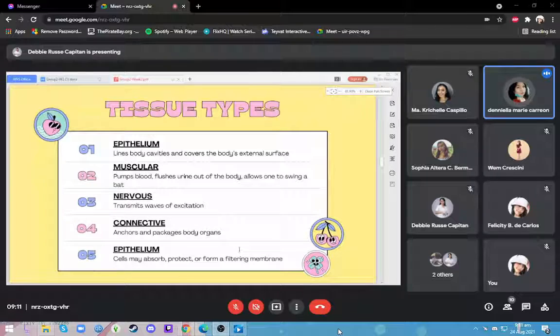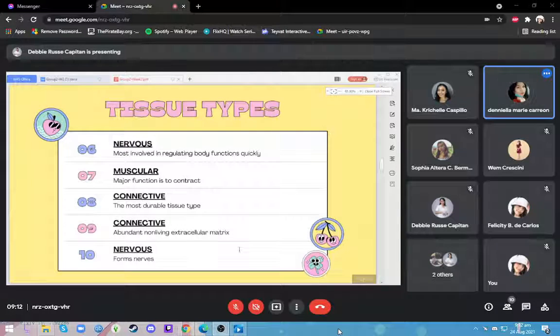to tissue types. Number one, lines body cavities and covers the body's external surface, epithelium. Number two, pumps blood, flushes urine out of the body, allows one to swing a bat, muscular. Number 3, transmits waves of excitation, nervous. Number 4, anchors and packages body organs, connective. Number 5, cells may absorb, protect, or form a filtering membrane, epithelium.